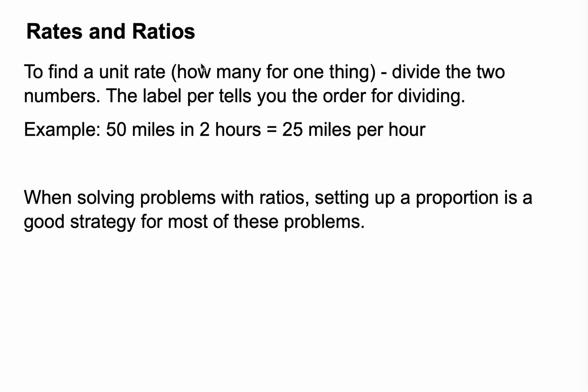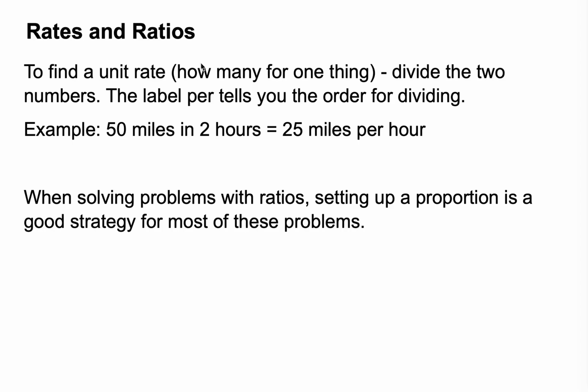Today we are reviewing rates, proportions, and percents. We're going to go ahead and start with rates and ratios. To find a unit rate, which is how many for one thing, divide the two numbers. The label per tells you the order for dividing. For example, 50 miles in 2 hours is 25 miles per hour. Miles per hour means miles divided by hours.